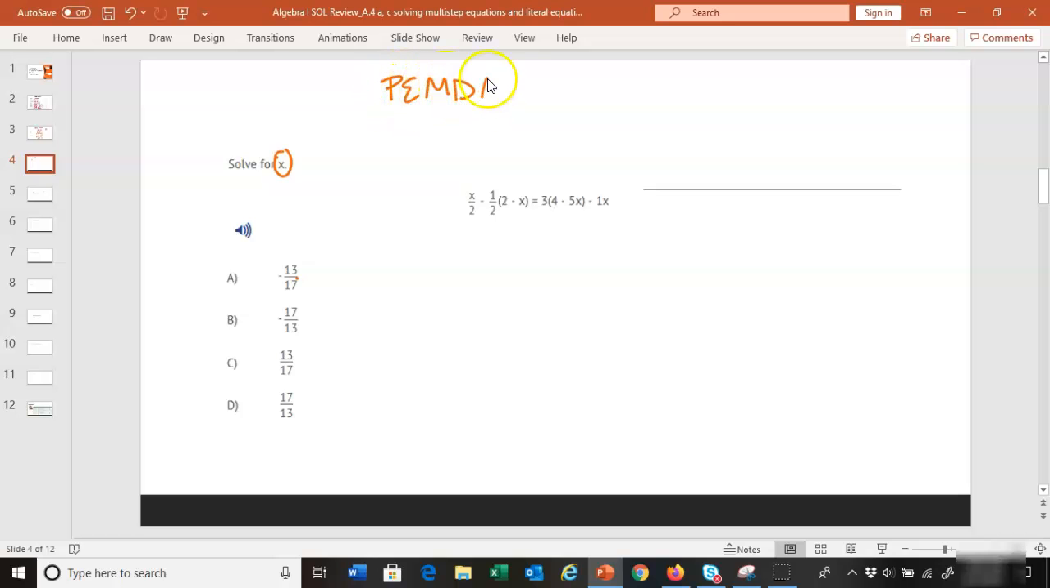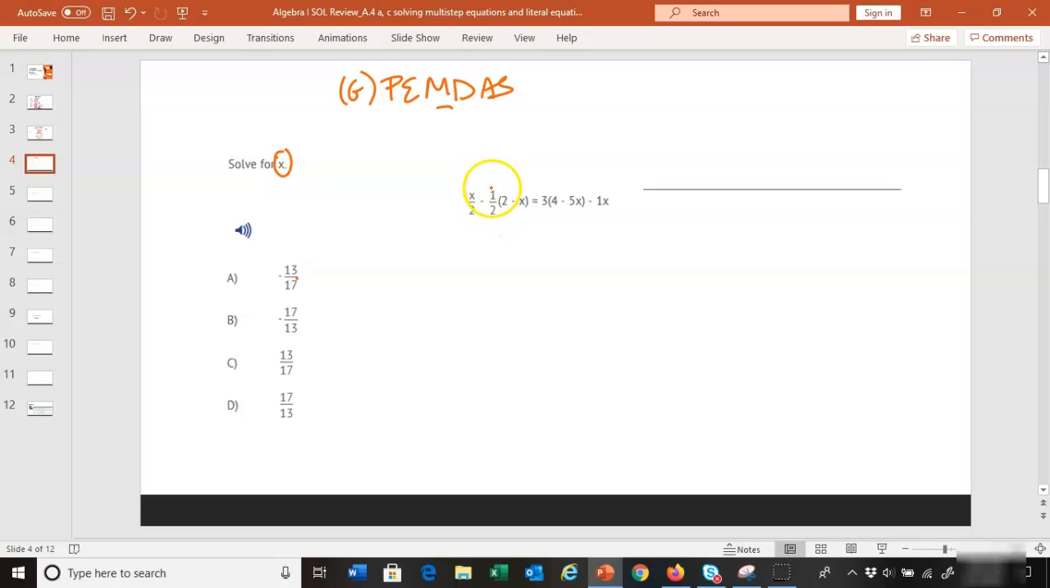We want to use PEMDAS, or you may have heard it as GEMDAS, right? Our parentheses or grouping symbols. So we're going to do those first. And so when you look at the parentheses inside here, you can't combine those. So, all right, we're going to move on. There's no exponents to deal with, so we'll do our multiplication. So we have to first distribute.